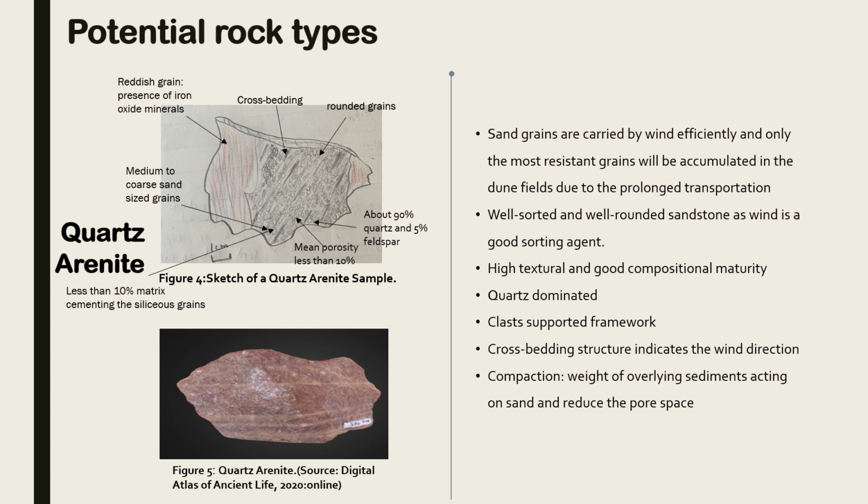Figure 4 shows a sketch of this rock sample with detailed annotation. This rock is well sorted and well rounded, and it's quartz dominated with about 90%. It also has a cross-bedding structure that indicates the wind direction. Compaction shows the reduction of the pore space, and in this rock sample it is less than 10%.